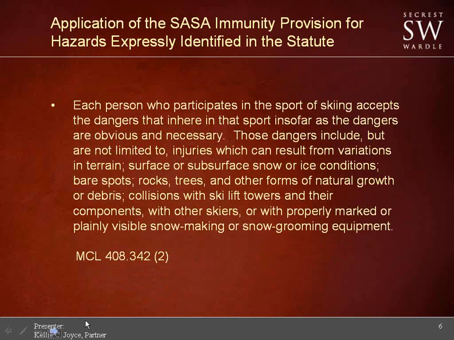Under SASA, the immunity provision specifically sets forth hazards that are identified. And under SASA, a person who participates in the sport of skiing accepts the dangers of that sport as they are inherent in skiing. And so the SASA sets forth those dangers, which would include injuries that could result from variations in terrain, surface or subsurface snow or ice conditions, bare spots, rocks, trees, other forms of natural growth or debris, collisions with ski lifts, other skiers, tow ropes, etc.